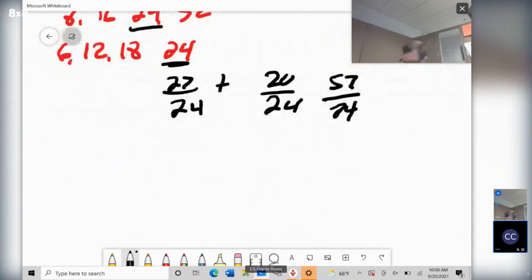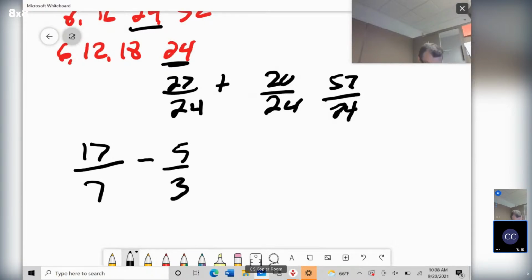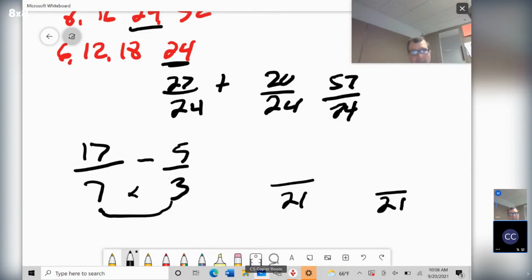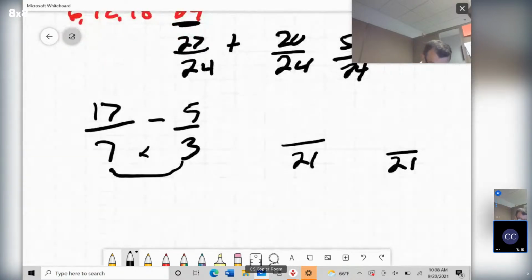Okay, let's do another one here. Let's do 17 over 7 minus 5 over 3. Now, in this case, it's going to work out. Well, the first thing you want to do is divide the 3 into the 7. It doesn't go evenly. But when we do 3 times 7, it's going to be 21. Okay. And in this case, that is going to be the least common multiple.